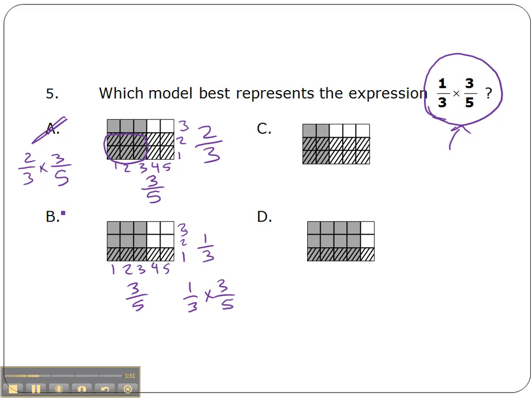So it looks like our answer is B. And if we look at the part that's double shaded, these 3 squares, those are 3 squares out of how many squares total? It's 3 by 5, so 15 total. And if you look top times top, bottom times bottom, that's what you would expect to get. 1 times 3 is 3, 3 times 5 is 15. The model that's representing that expression is answer choice B.